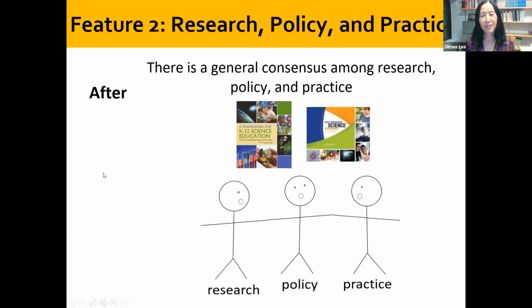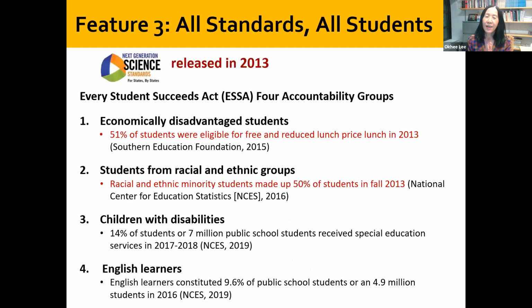Now, the third feature, which I consider the most important, is the fact that these are all standards for all students. So here is the story. When the NGSS was released in 2013, that was the year, according to the Every Student Succeeds Act accountability groups, that poverty students flipped. That was the majority. Also, 2013 was the year where racial and ethnic minority groups became the majority.